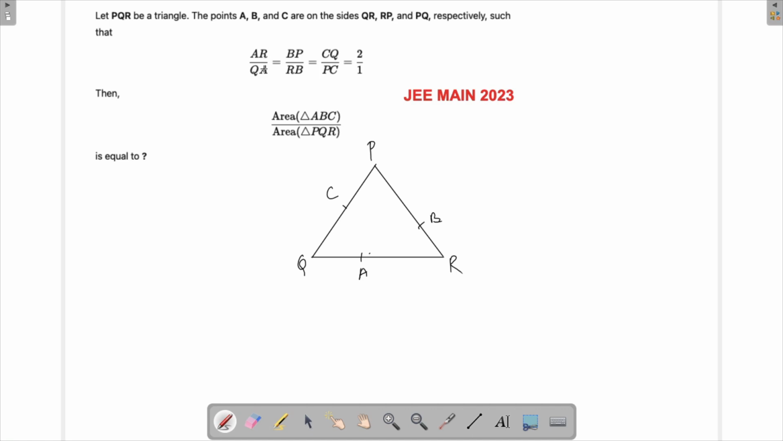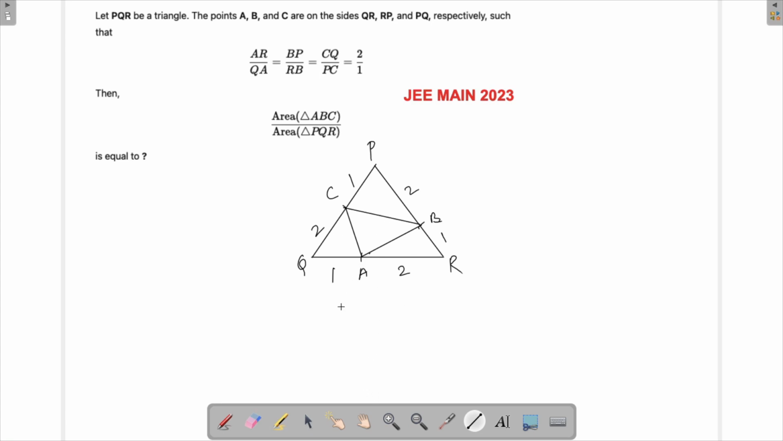Now we have been given that AR to QA is 2:1. And then BP to RB is also 2:1. And then CQ to PC is 2:1. And then we have to find the area of this triangle to the area of the bigger triangle.